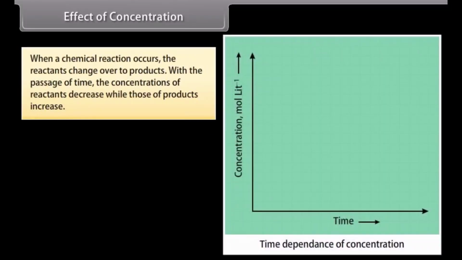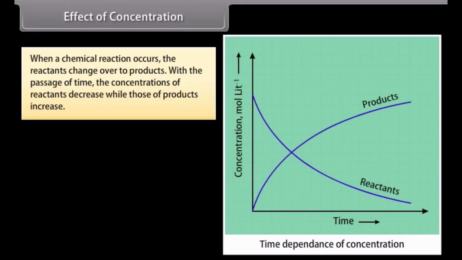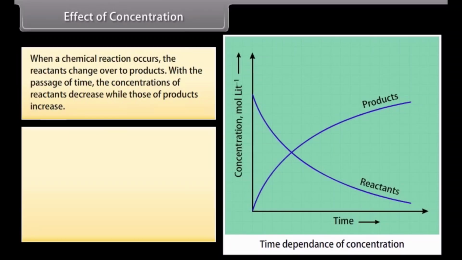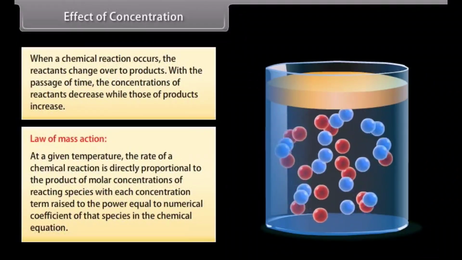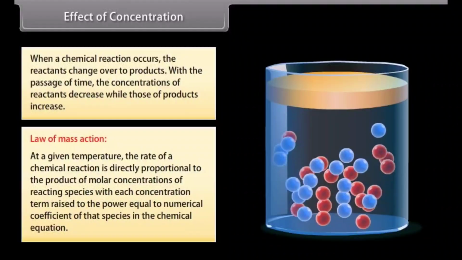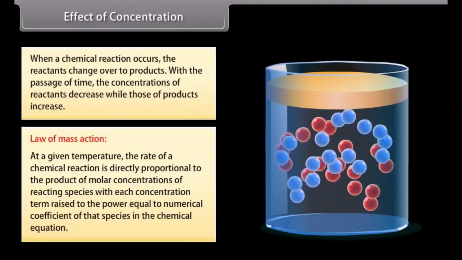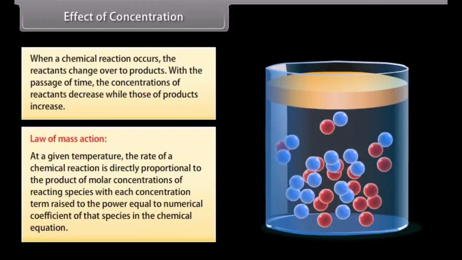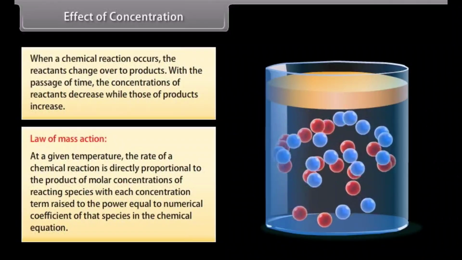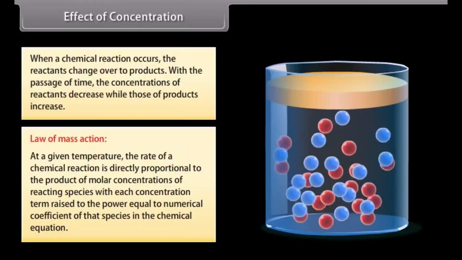Effect of concentration. When a chemical reaction occurs, the reactants change over to products. With the passage of time, the concentrations of reactants decrease while those of products increase. Law of mass action. At a given temperature, the rate of a chemical reaction is directly proportional to the product of molar concentrations of reacting species, with each concentration term raised to the power equal to the numerical coefficient of that species in the chemical equation.